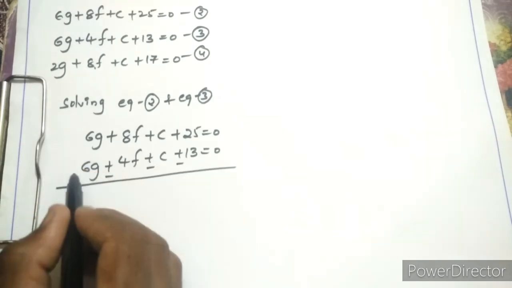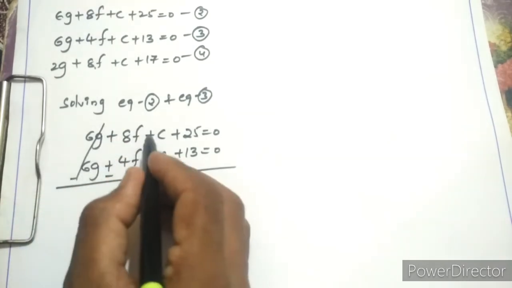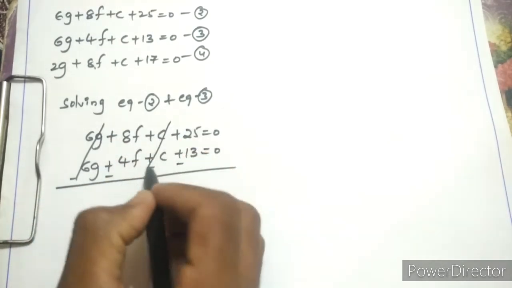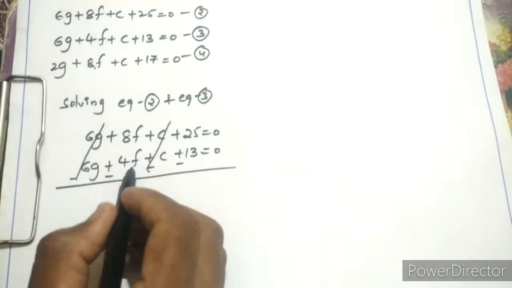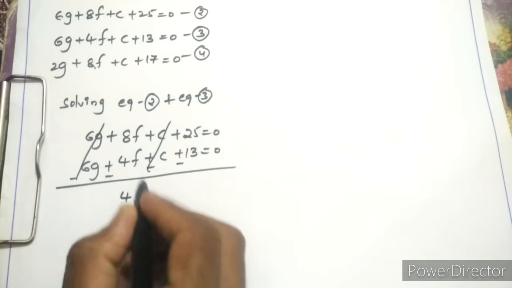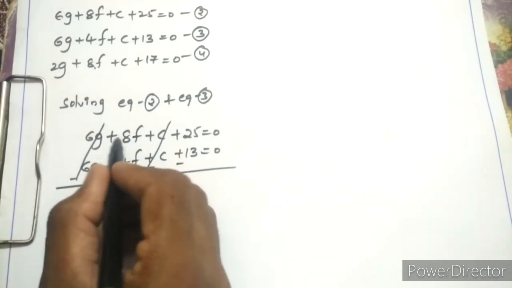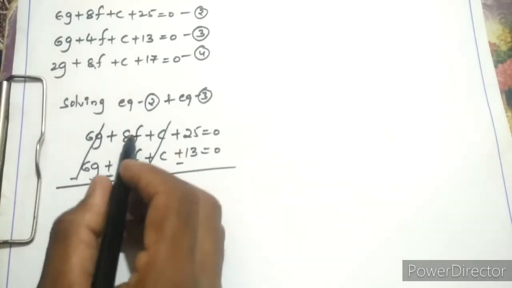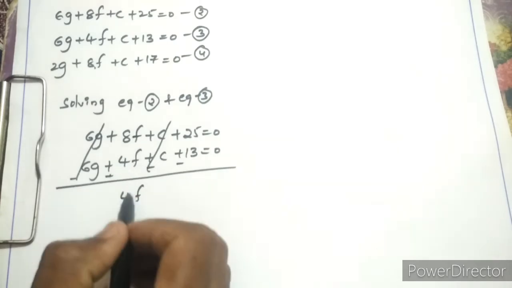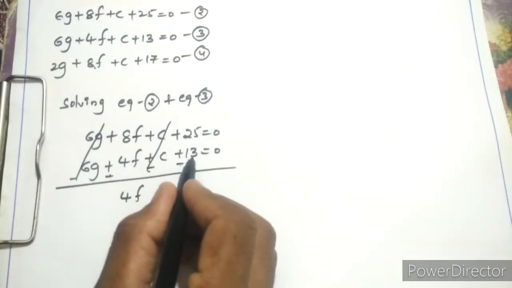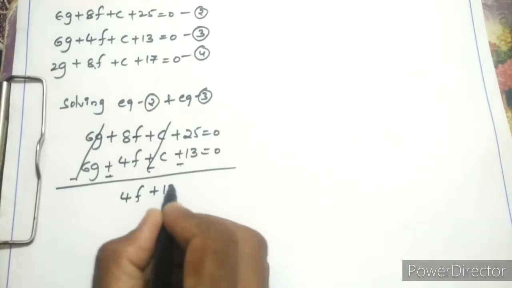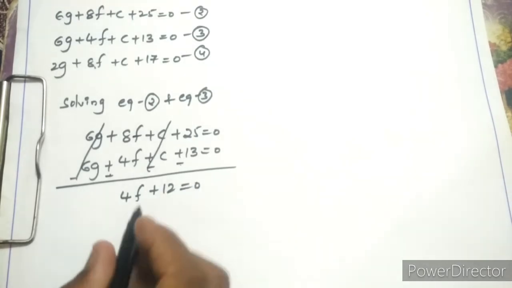So plus 6g and minus 6g will get cancelled. Plus c and minus c will get cancelled. So plus 8f minus 4f becomes 4f. So listen carefully. This is plus 8f. This is minus 4f. 8 minus 4 becomes 4f. So plus 25 minus 13 becomes plus 12 is equal to 0.